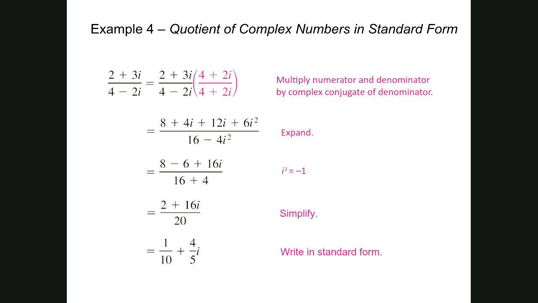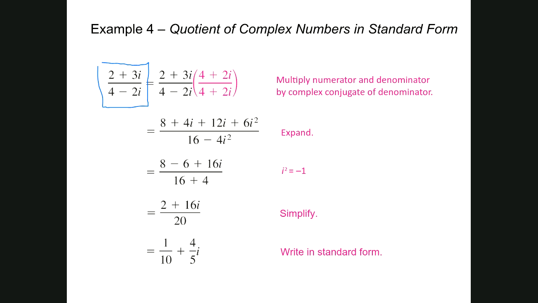Well, how do you get rid of the imaginary number in the denominator? Complex conjugate. For example, this cannot be an answer because it has an imaginary number in the denominator. So what we're going to do is multiply top and bottom by the conjugate, 4 plus 2i. I'm going to take the original fraction and multiply top and bottom by 4 plus 2i.